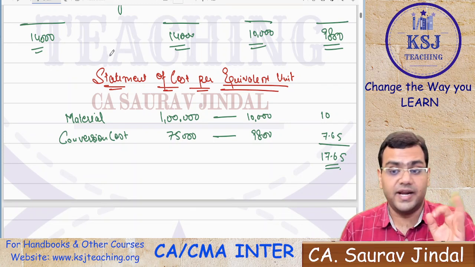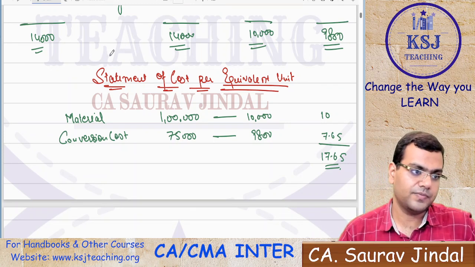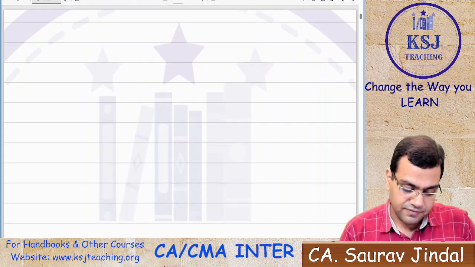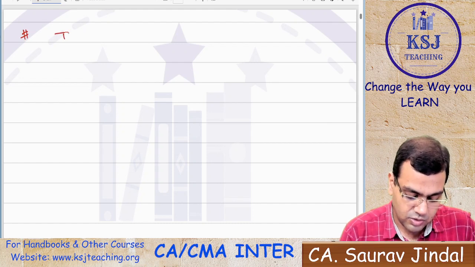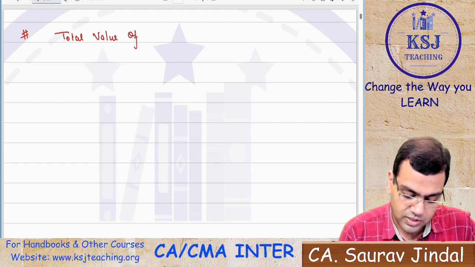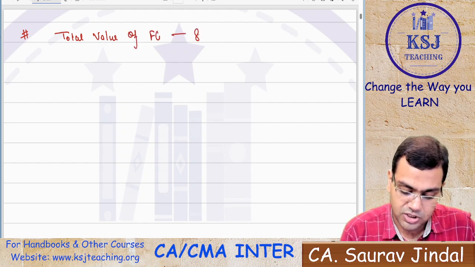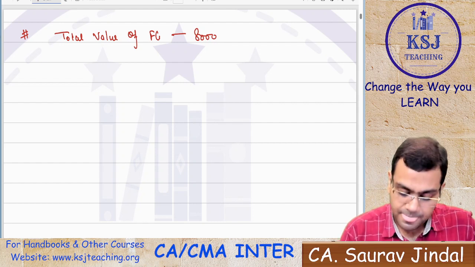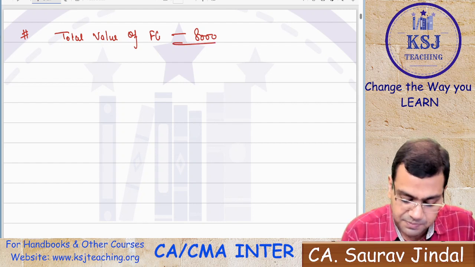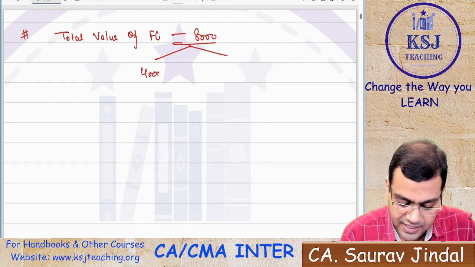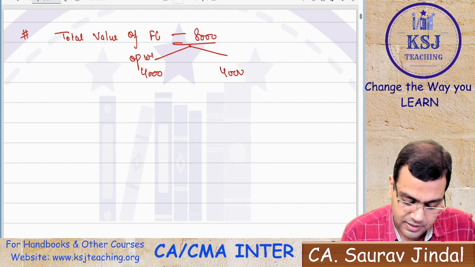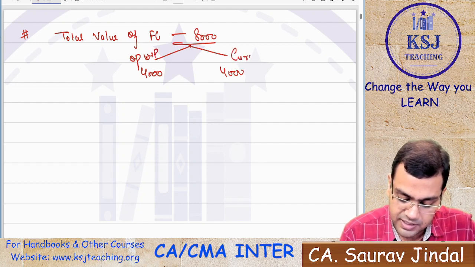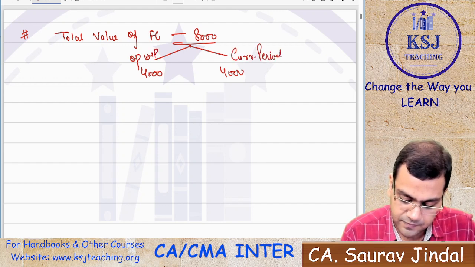Now you want to find out the cost of the finished goods. This is again important here. Total value of finished goods: how will you find out? Finished goods are 8,000. Some cost was incurred in the previous period, that was opening WIP. I will divide it into two parts, 4,000 and 4,000. This is your opening WIP and this is your current period.